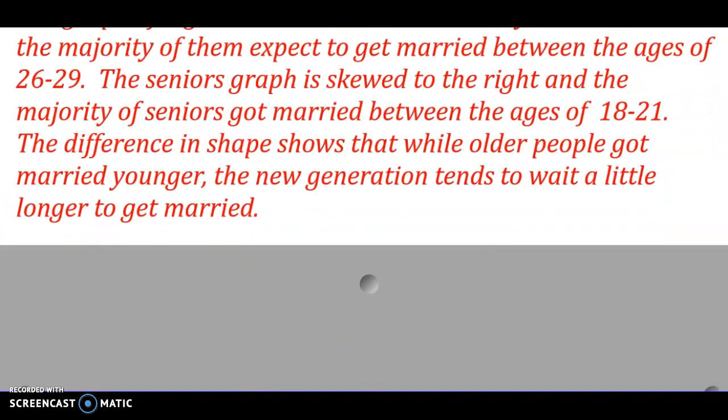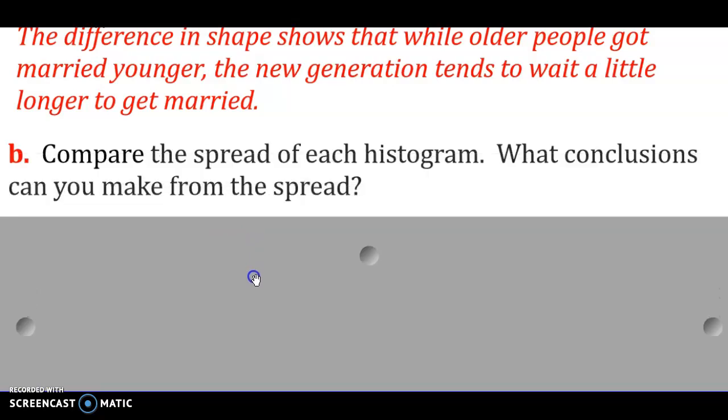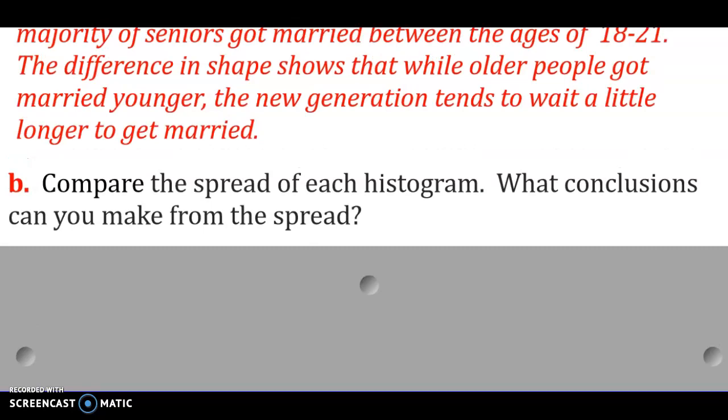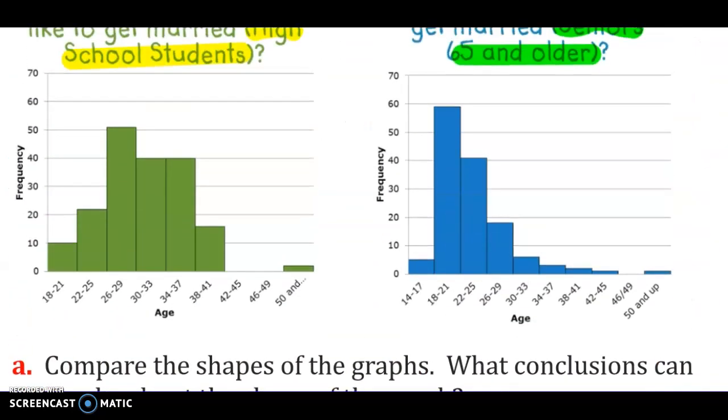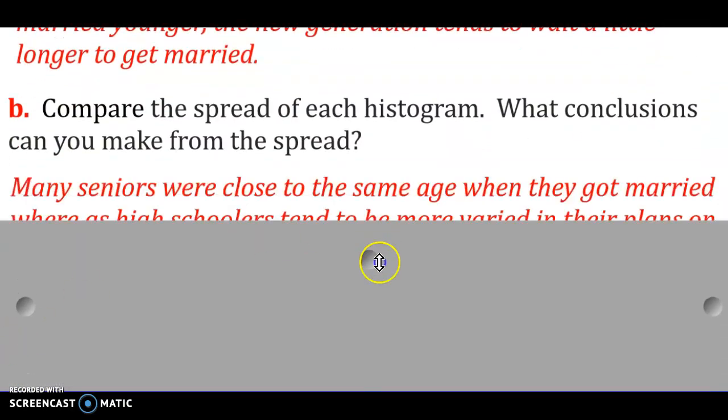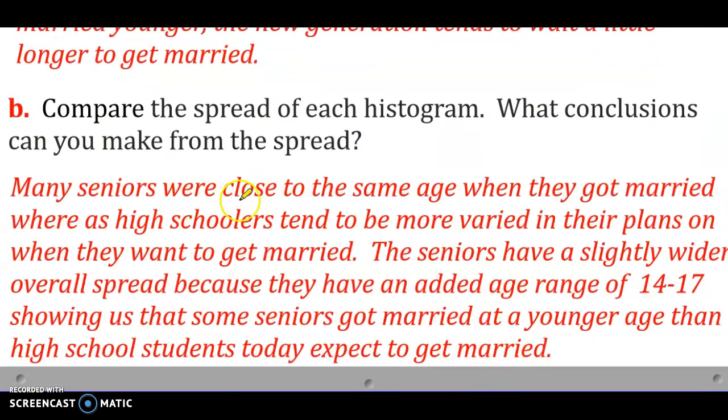Okay, let's take a look at the second question then. We're going to compare the spread of the histogram. What conclusions can you make from the spread? Again, pause, and I will scroll back up so you can take a look. Spread. I am truly hoping that you were easily able to mark that and say, well, many seniors were close to the same age when they got married, whereas the high schoolers tended to be more varied in their plans, and they do have the wider spread because of that group at 14 to 17.